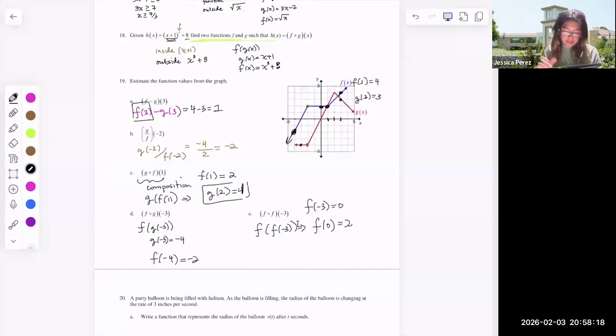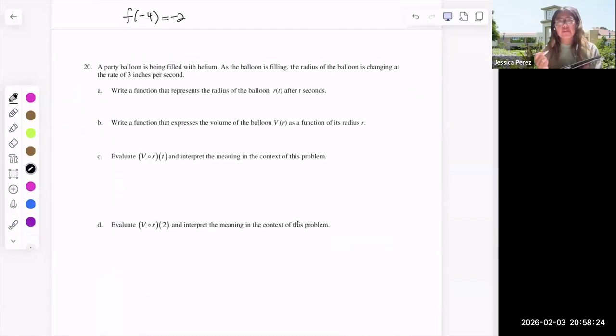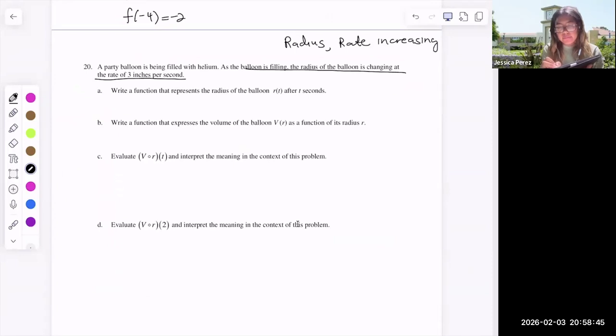And we have one more, which is question 20. So let's go ahead by reading the question first. A party balloon is being filled with helium. As the balloon is filling, the radius of the balloon is changing at a rate of 3 inches per second. So we have a radius that's given. They're giving us a rate, an increasing rate that's increasing at a particular rate. And as it is filling, when you're inflating a balloon, that means a volume. So we're going to have to deal with all these things together. We're going to look at the volume, a particular radius, and a particular rate.